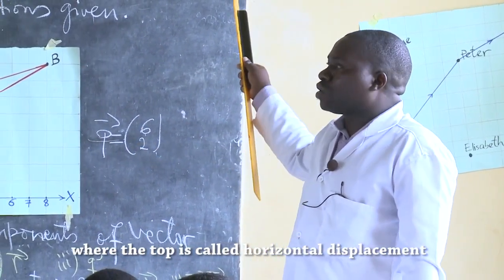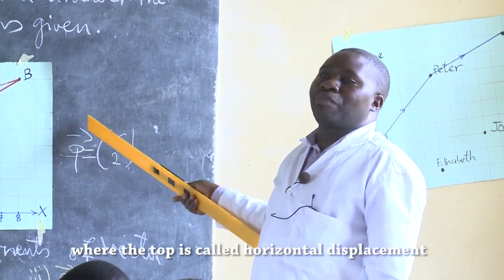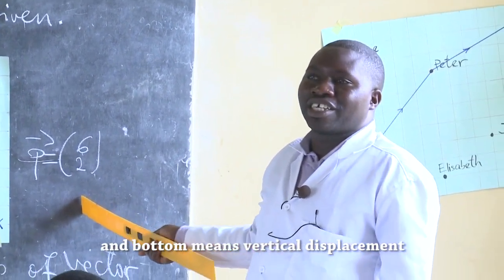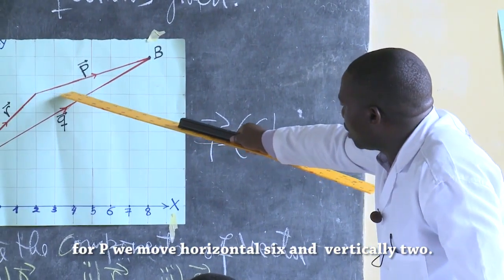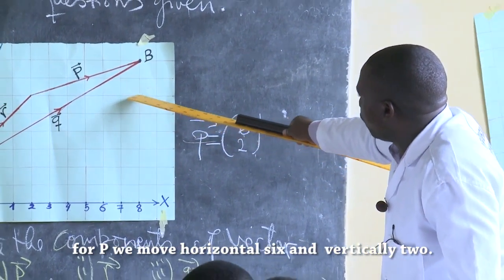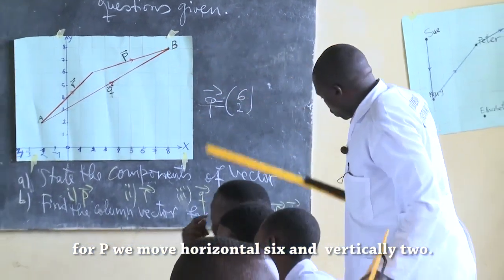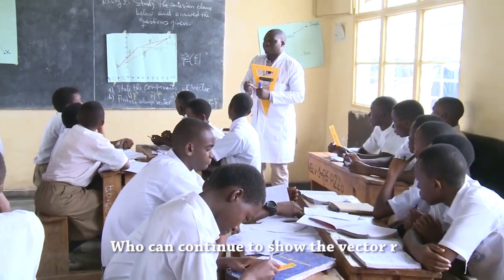Where the top is called X, it means the horizontal displacement, and the bottom means the vertical displacement. For P we move horizontally 6 and vertically 2. Who can continue to show vector R?